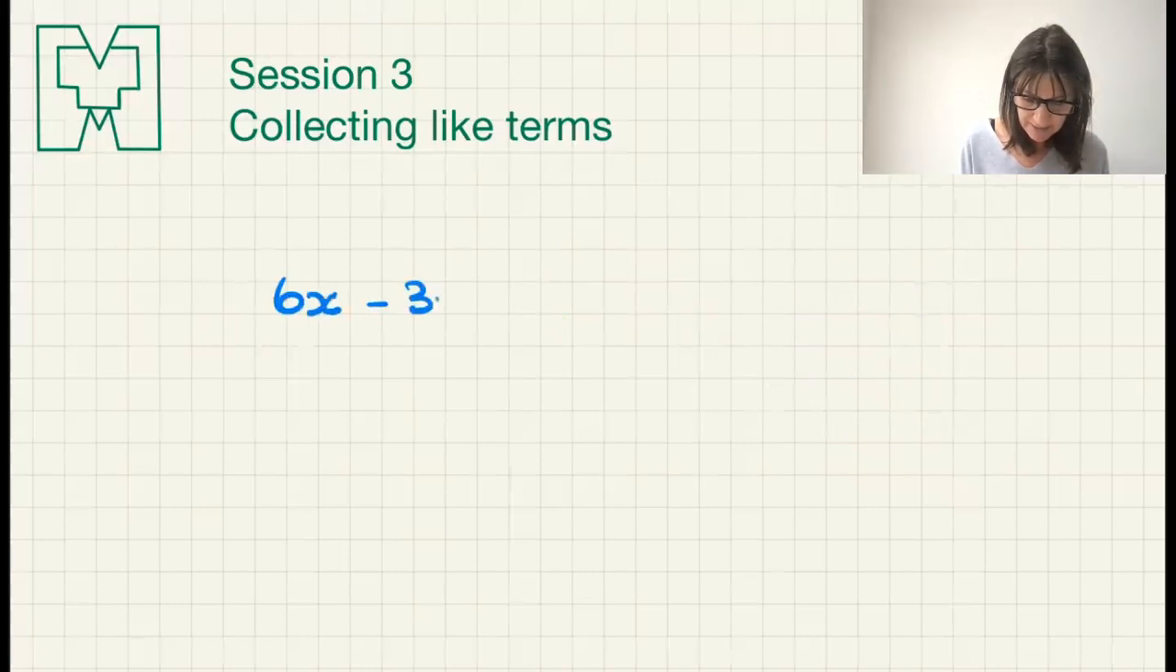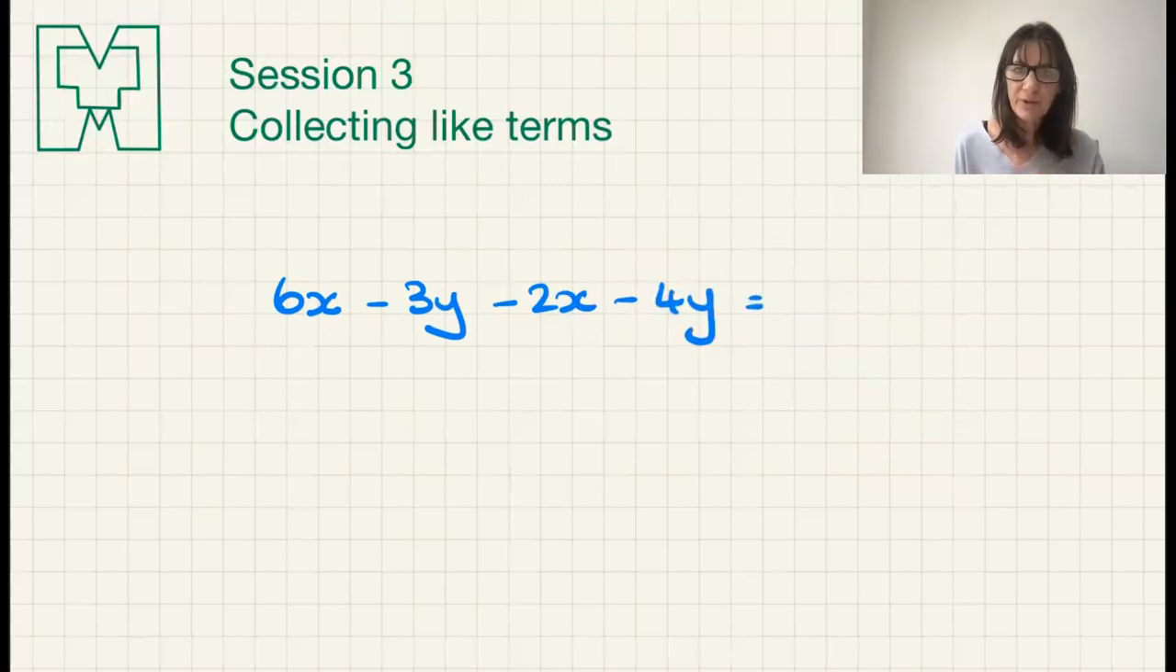6x minus 3y minus 2x minus 4y. So you can see I've put a lot of minuses into that, but just don't deviate from your method. Just trust in it, take your time, and you should be fine. So hit pause and press play when you're ready.